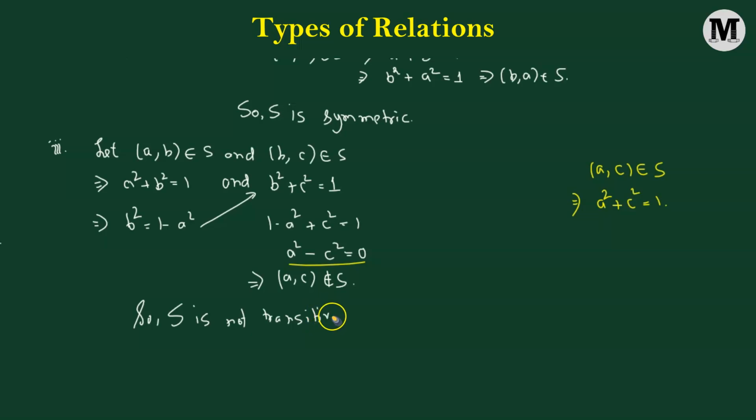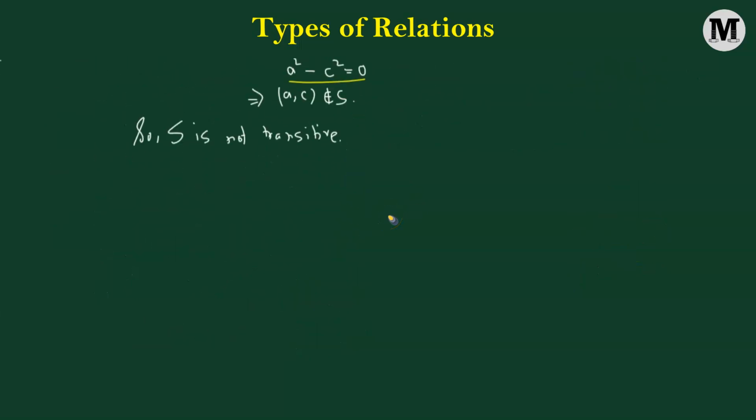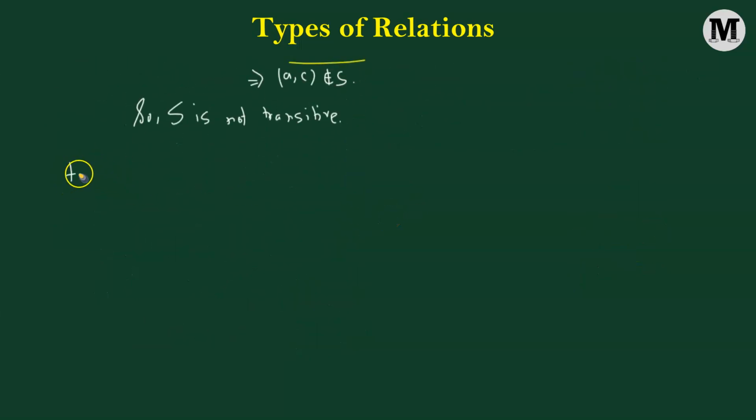Since it is not a transitive relation, not a reflexive relation, and only symmetric, we can immediately say that S is not an equivalence relation on the set of real numbers R. Hence proved.